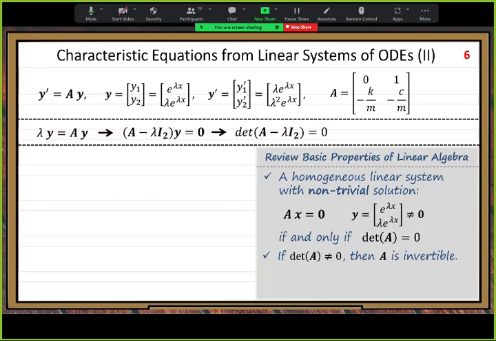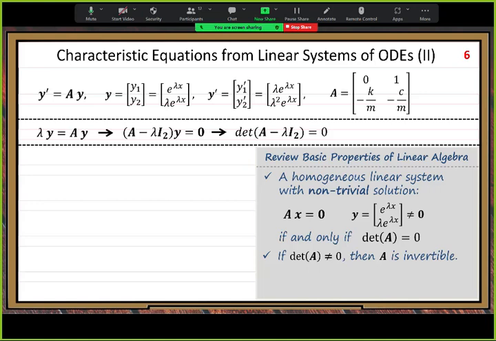Let me explain this way. First, let's look at when the determinant is not equal to 0. What would happen? Otherwise, you may argue the determinant could be non-zero. If the determinant is non-zero, what will happen? Let's try to get a contradiction. If the determinant is not equal to 0, then A is invertible.